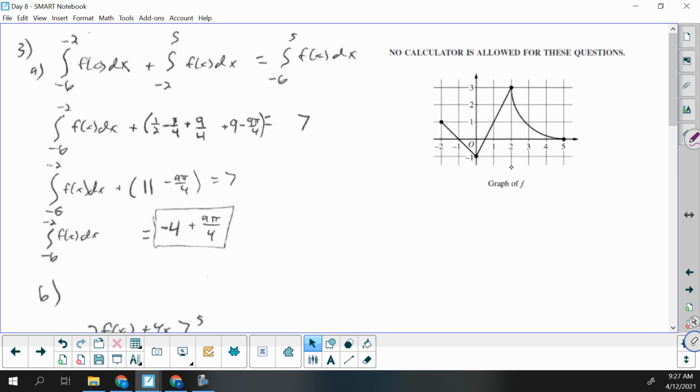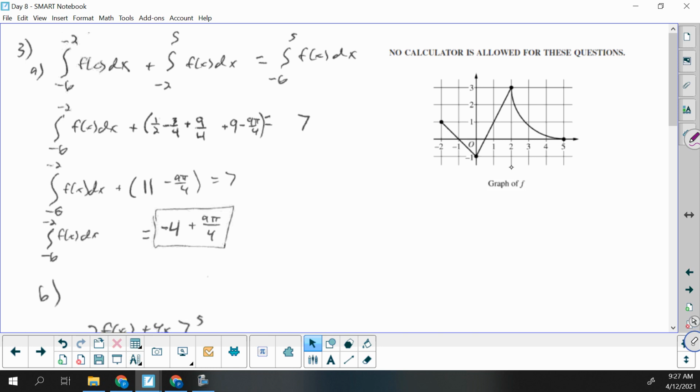They gave us our integral from -6 to 5, and we wanted to find the integral of -6 to -2. Well, the integral from -6 to 5 would just be our integral from -6 to -2 added to -2 to 5. Well, we know on that right-hand side there, they told us that was 7. For that second integral, the -2 to 5, we can just do it with areas.